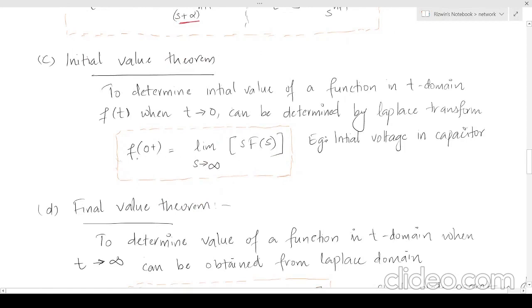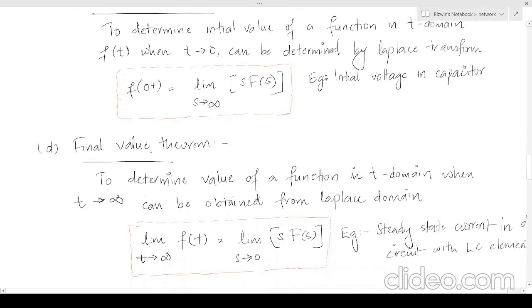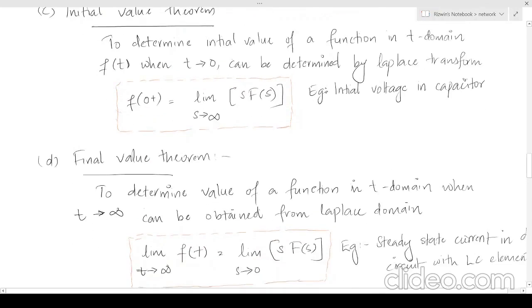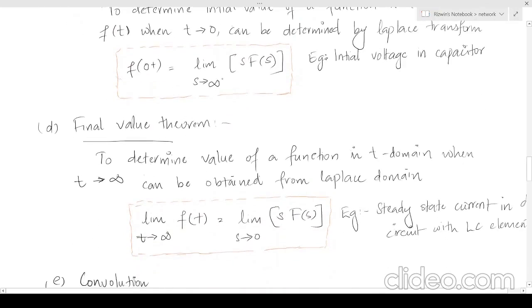Let's go into it. If the current is given by some function f of t, the value of f of t at 0 plus is obtained in Laplace transform by multiplying the equation of the current in Laplace domain with s and applying the limit s tends to infinity. That's how we get the value of the function at t equal to 0, and that's all about the initial value theorem. We will discuss a few examples related to it, and it will be much clearer.